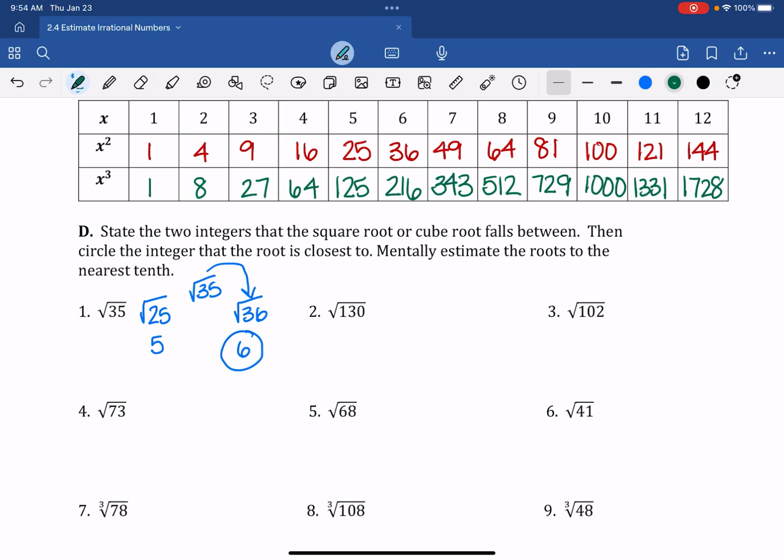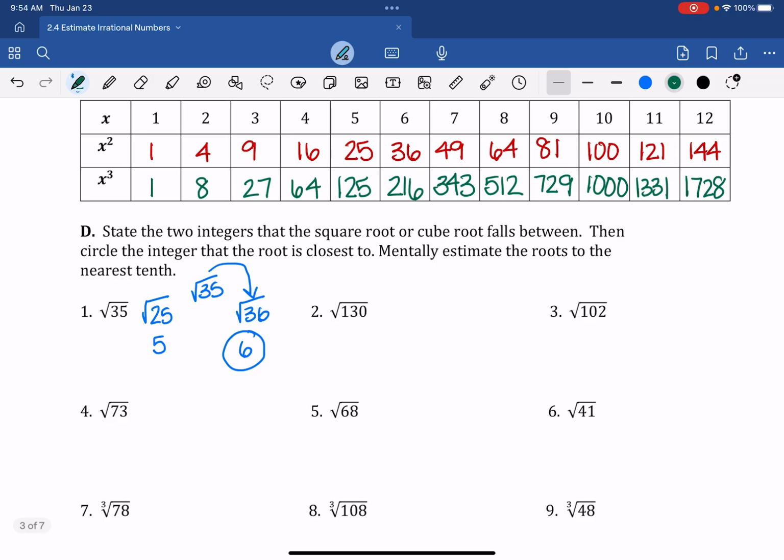Okay, let's do that again on number 2. It's a square root, so I'm looking at the middle row for the squareds. It's in between the square root of 121 and the square root of 144. You need to make sure and pick two consecutive numbers that it's in between. Okay, so I know my decimal is going to be in between 11 and 12. And if I look at the distance between those, 130 is closer to 121, so the decimal will be closer to 11.